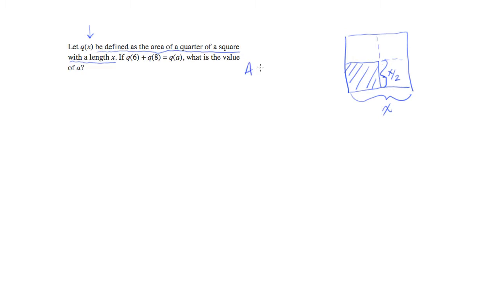and the area of it will be equal to that side squared. So that's what I'm going to use as my function. So let's write that the following way. Q of x is equal to the area of a quarter square, which is equal to x over 2 squared.